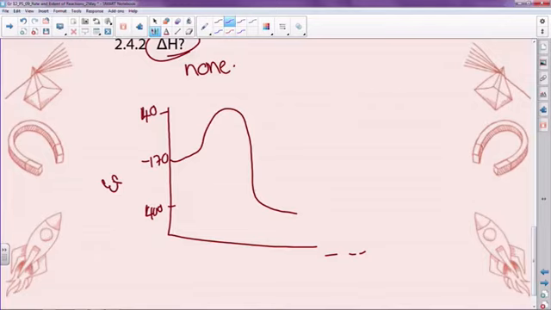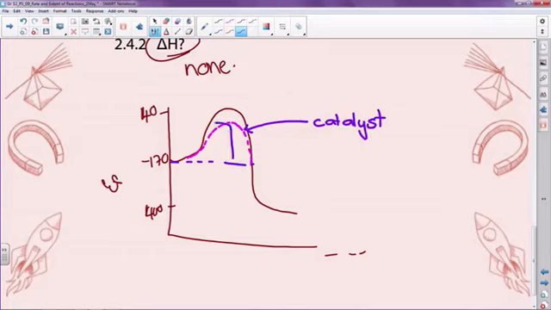Now, what they would want you to do is ask, what does a catalyst do? That's the effect of a catalyst. And your new activation energy would be this, from there to there. It's a sketch graph. It doesn't have to be accurate unless they gave you the values, which they won't.